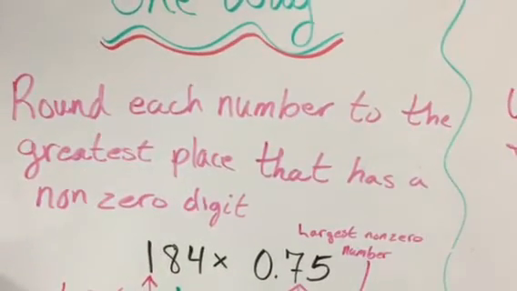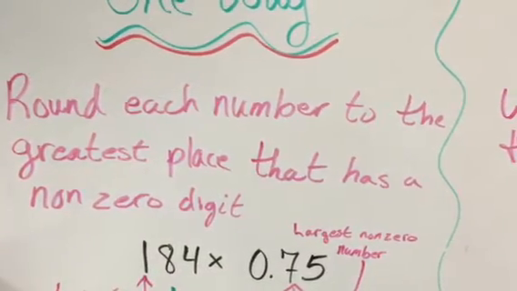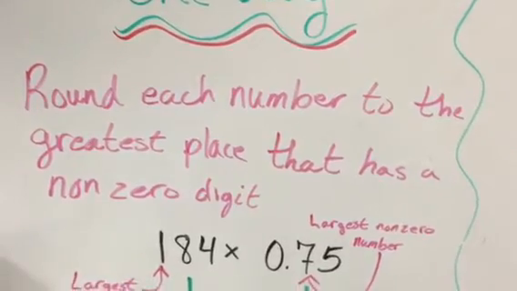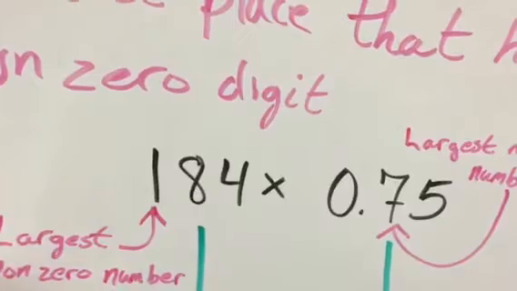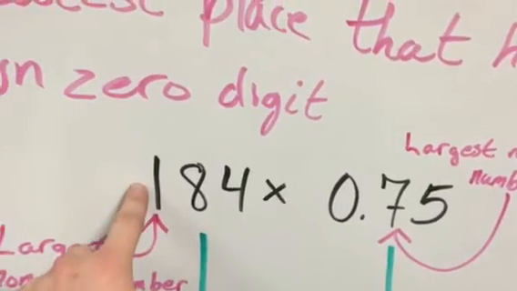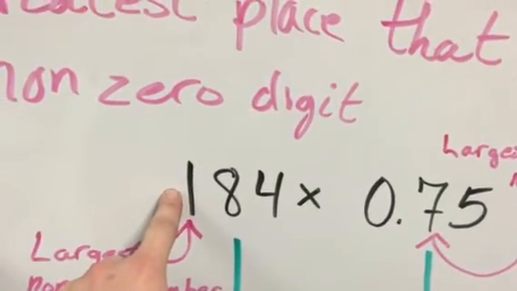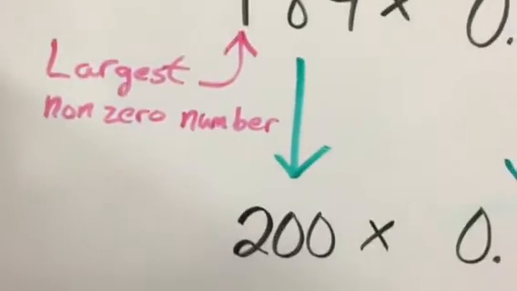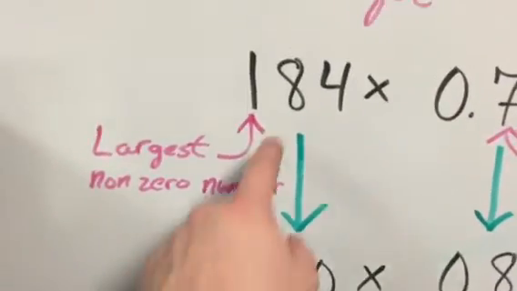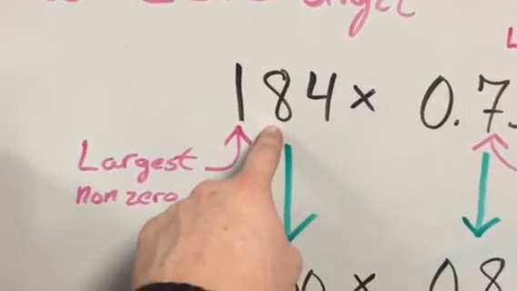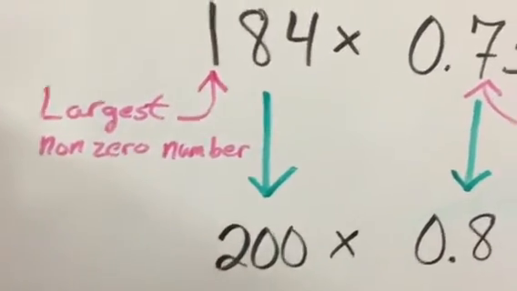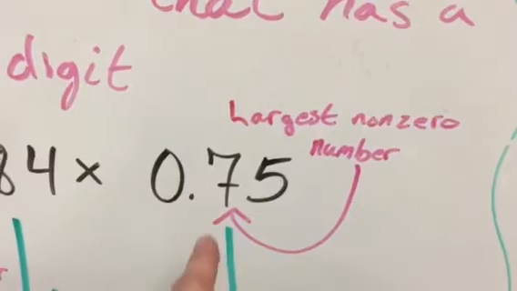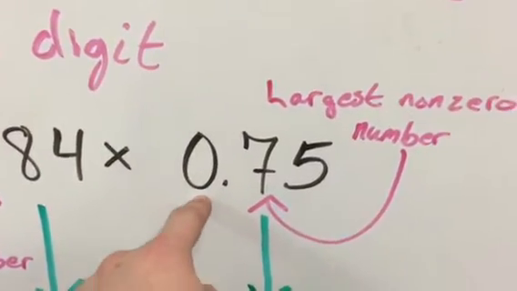So if I have 184 times 0.75, or 75 hundredths, I look for this one. The largest non-zero number is this one, so I'm going to round to the nearest hundred, which would be 200, because 8 is greater than 5, so it's going to bump the 1 up to a 2, and I get 200.